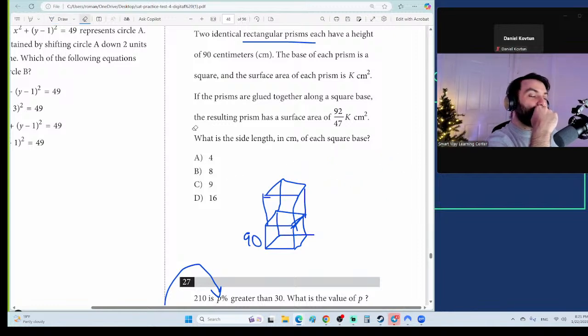Let's see what kind of ingredients we have in this problem. So we have the height. Technically we would know the height of the whole thing. That would be 90 and 90. That's one thing we know. The base of each prism is a square, and the surface area of each prism is k. So what is the area of one face, if we think about it?